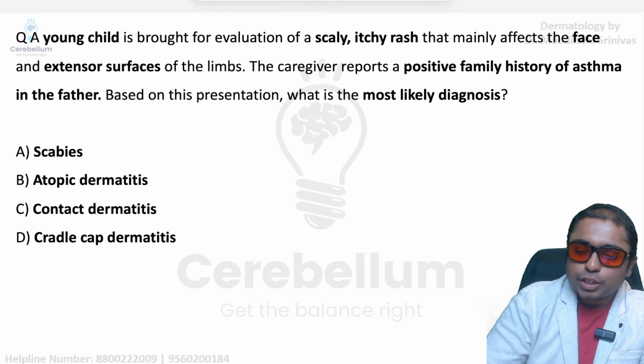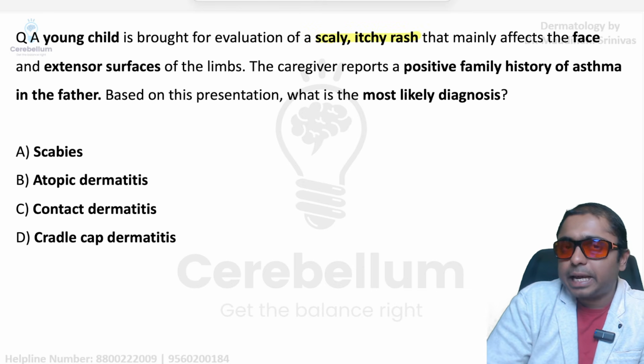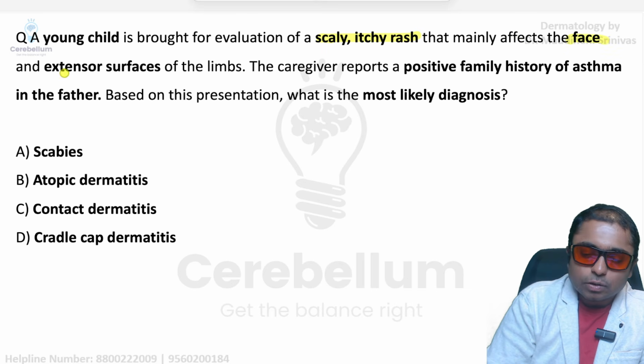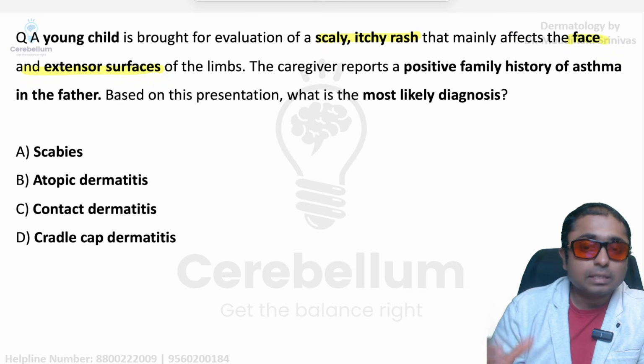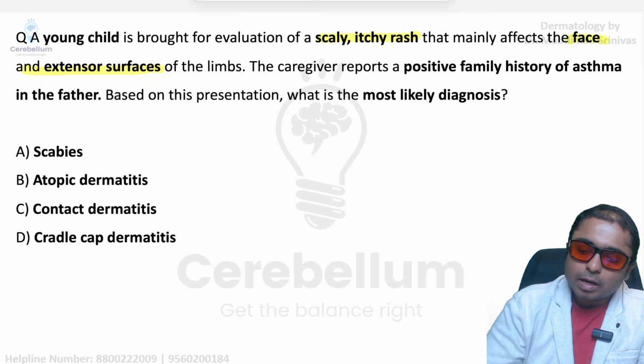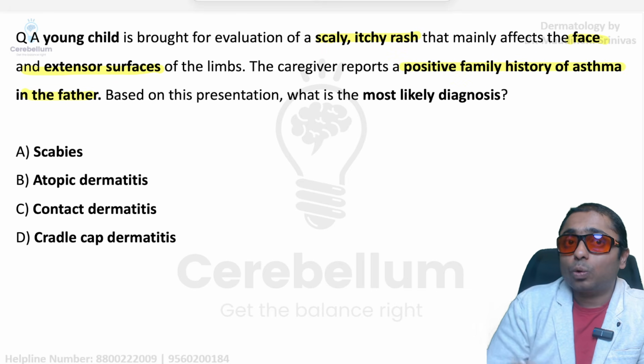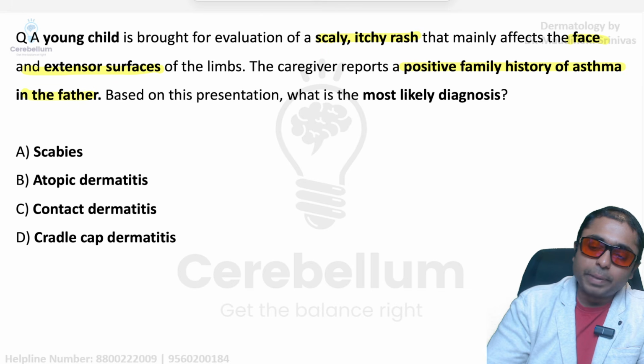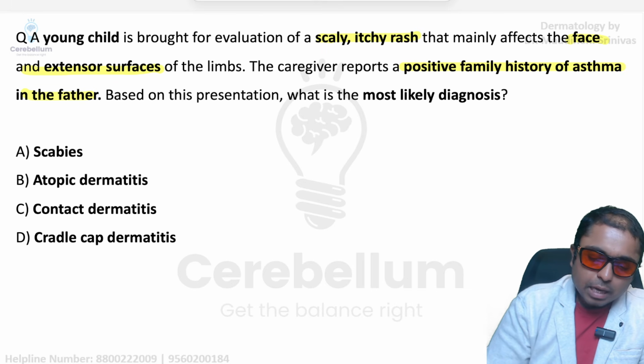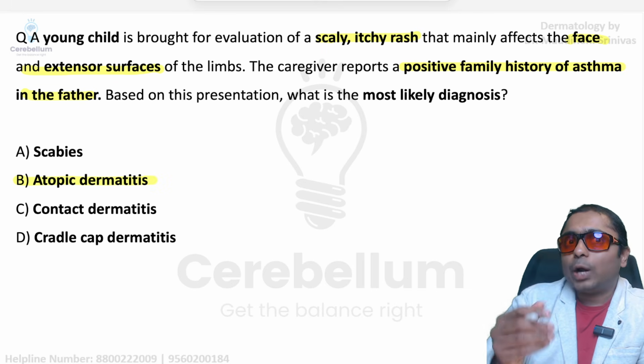Next, a young child came for evaluation with a scaly itchy rash, which is present on the face and also the extensor surfaces of the extremities. And there is also a family history of asthma in a very close relative, that is the father. Based on this, what is the most likely diagnosis? Yes, so it is atopic dermatitis.